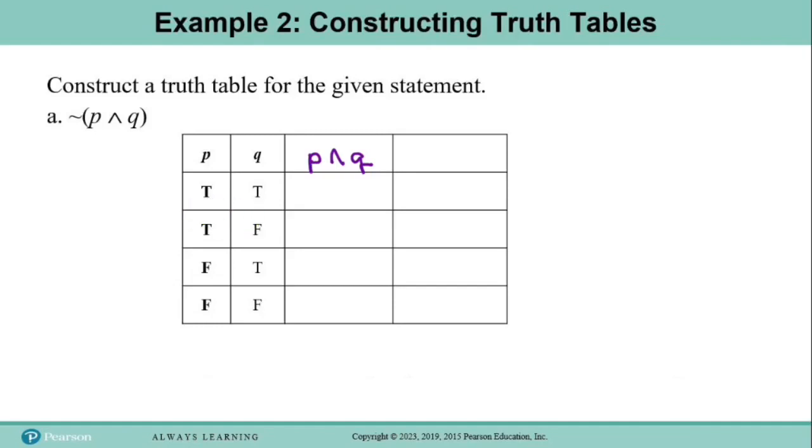So on this first line here, where P is true and Q is true, P and Q is going to be true. On all the rest of the lines, it's going to be false, because on every other line, there is at least one false component.